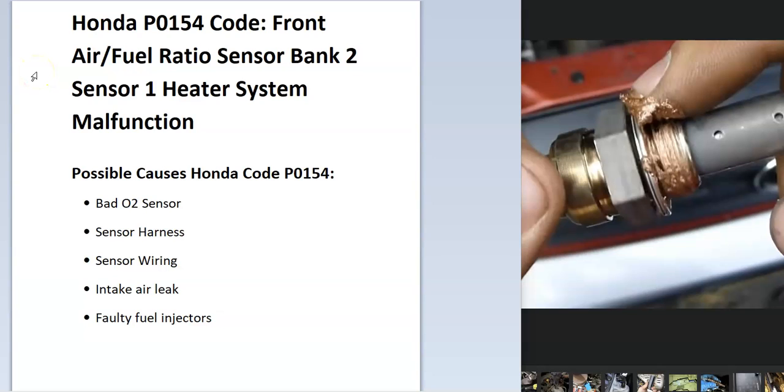So today I'm talking about a Honda with the P0154 code, what it is and how you go about fixing it. So what is a Honda P0154 code? Well, it's a front air fuel ratio sensor bank 2 sensor 1 heater system malfunction. And what does this mean?